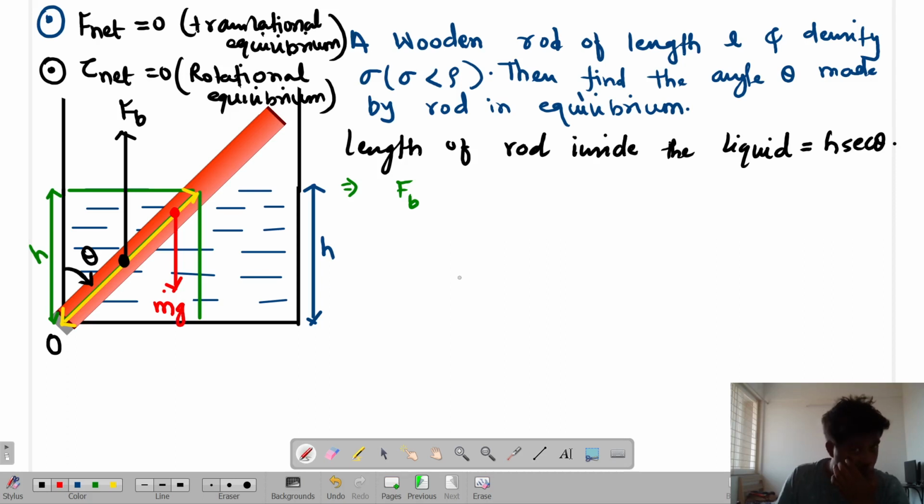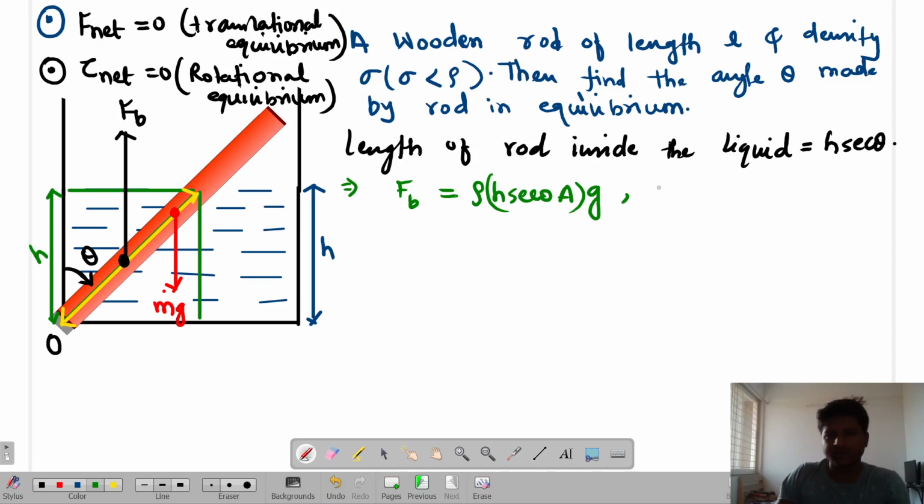That's mg. So there is a torque, and that is only getting balanced, which is making the body not rotate. Are you able to get me or not? Okay, so look over here. Buoyancy force will be exactly equal to rho, volume of the object immersed, which is h sec theta into some area into gravity g. This will be it, right? Is that clear?